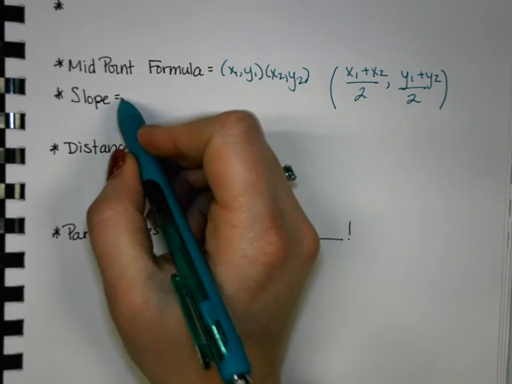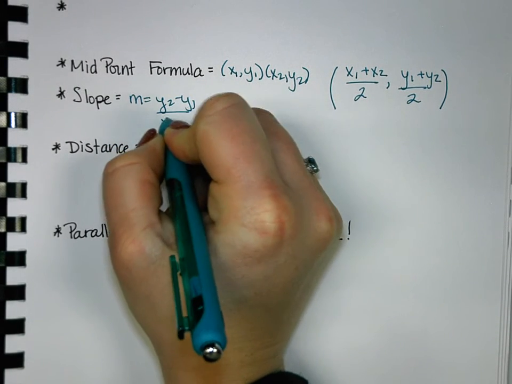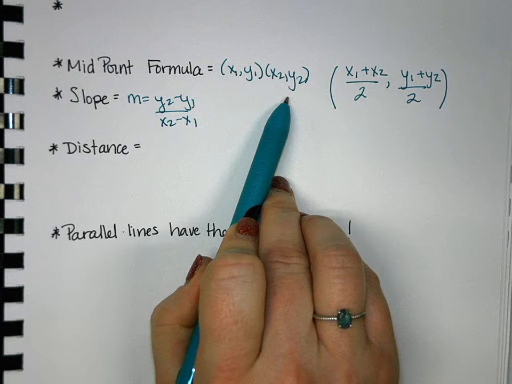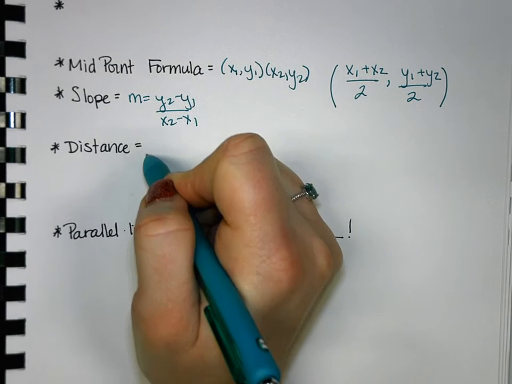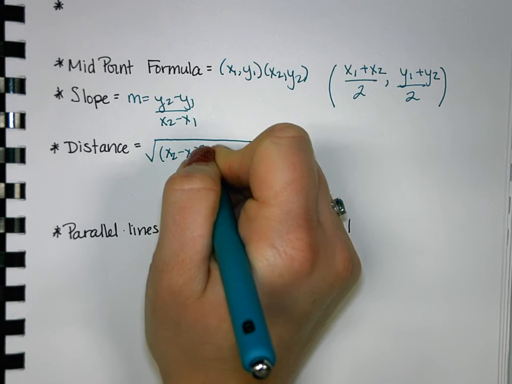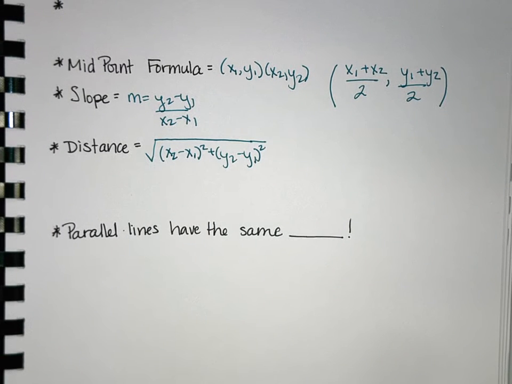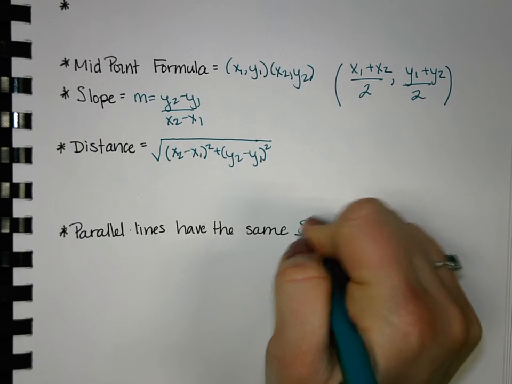Okay, we also have our slope. We did this yesterday. Our slope formula was y2 minus y1 over x2 minus x1. Again, using an ordered pair x1, y1, x2, y2. And then lastly, we have our distance formula. Does anyone remember what that is? x2 minus x1 squared plus y2 minus y1 squared, all within a square root. Okay, and what do we remember about parallel lines? They have the same slope.